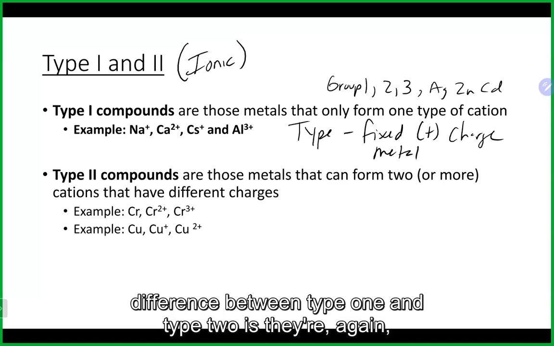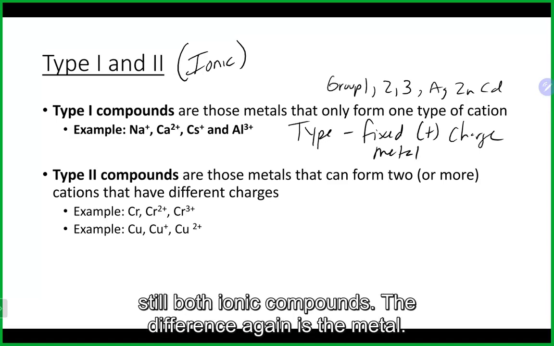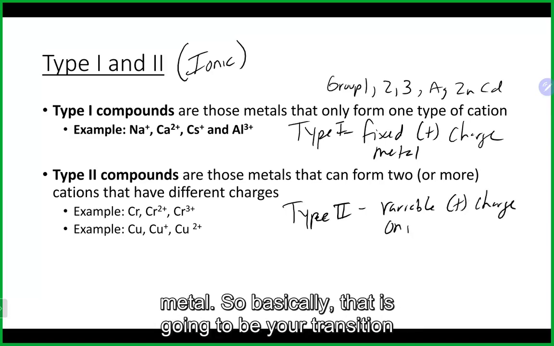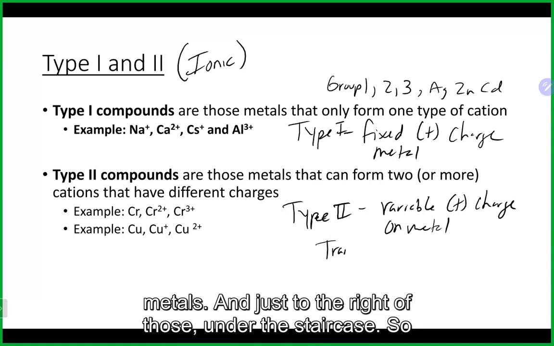The difference between type 1 and type 2 is they're, again, still both ionic compounds. The difference, again, is the metal. So in a type 2, it is a variable positive charge on the metal. So basically, that is going to be your transition metals, and just to the right of those, under the staircase.